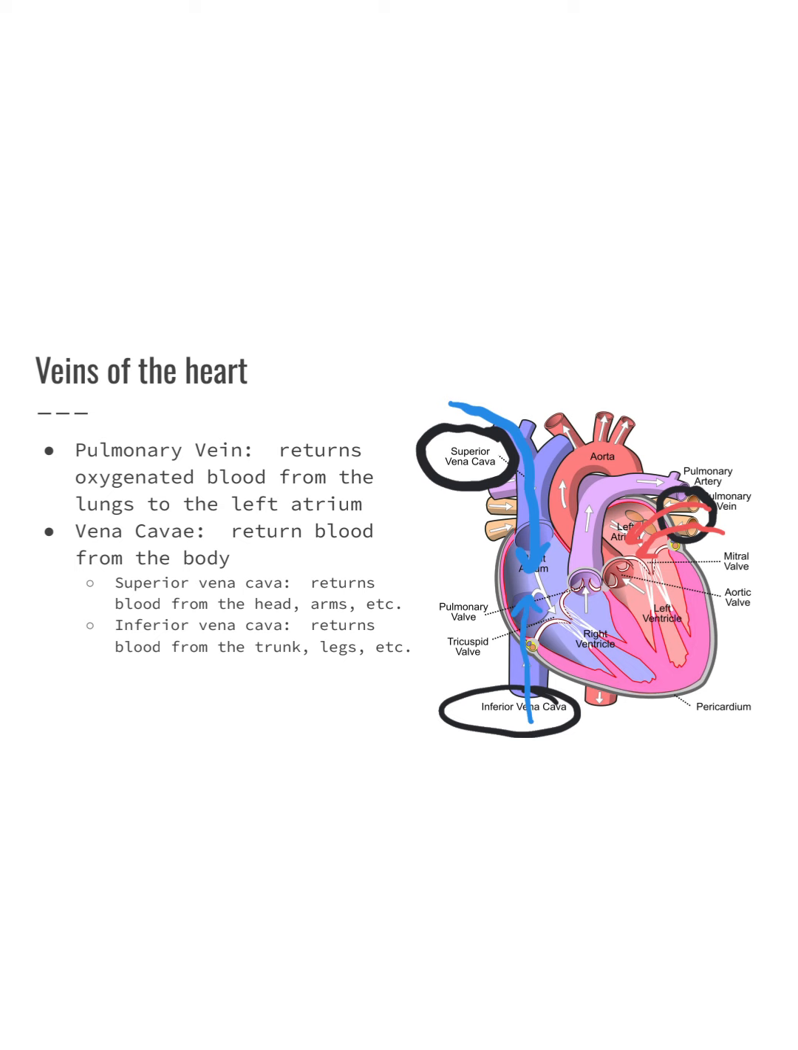The superior vena cava returns blood from the head, arms, and other parts of your body that are at the top of your body. And the inferior vena cava returns blood from your trunk, your legs, things that are the lower part of your body.